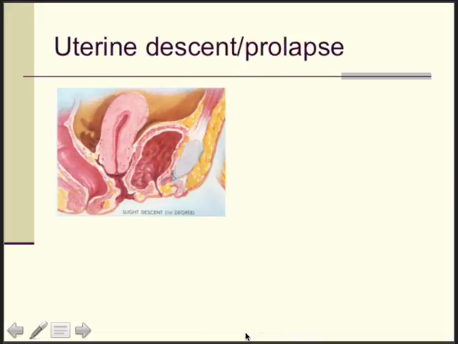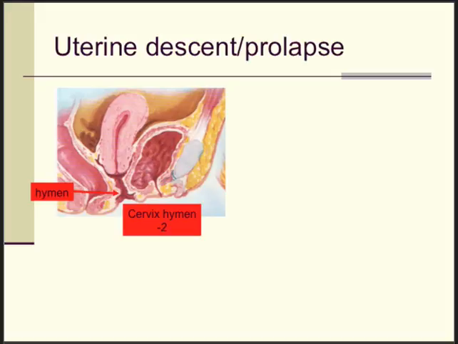Then the uterine descent or the uterine prolapse. Here we see the hymen, and the uterus is still roughly at the hymen. The cervix of the uterus is hymen minus 2 centimeters. That would be a good way to describe this prolapse.